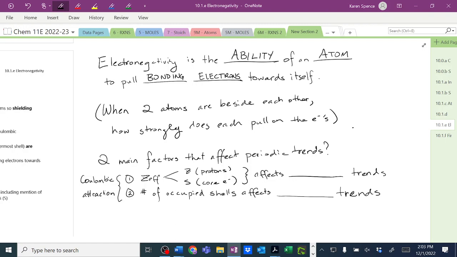Okay, Zeph. Horizontal or vertical? Horizontal. And number of occupied shells? Vertical.